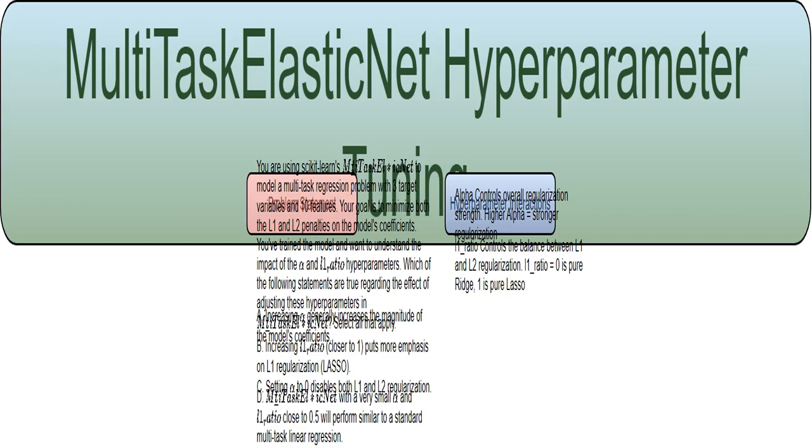This quiz focuses on how the hyperparameters ALPHA and L1 ratio affect the MultiTaskElasticNet model in Sklearn. We'll be investigating how tuning these parameters impacts the model's coefficients and overall performance. It's all about understanding the effects of regularization.